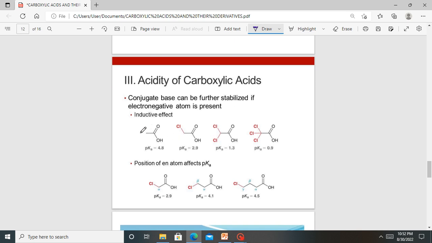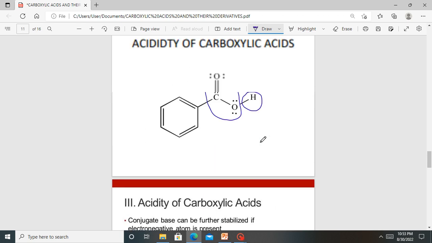So basically, you have these corresponding carboxylic acids: ethanoic acid, chloroethanoic acid, dichloroethanoic acid, and trichloroethanoic acid. These have different degrees of acidity because of what you call the inductive effect. In the general sense, if there is a strong bond between this oxygen and this hydrogen, then this hydrogen can hardly leave.